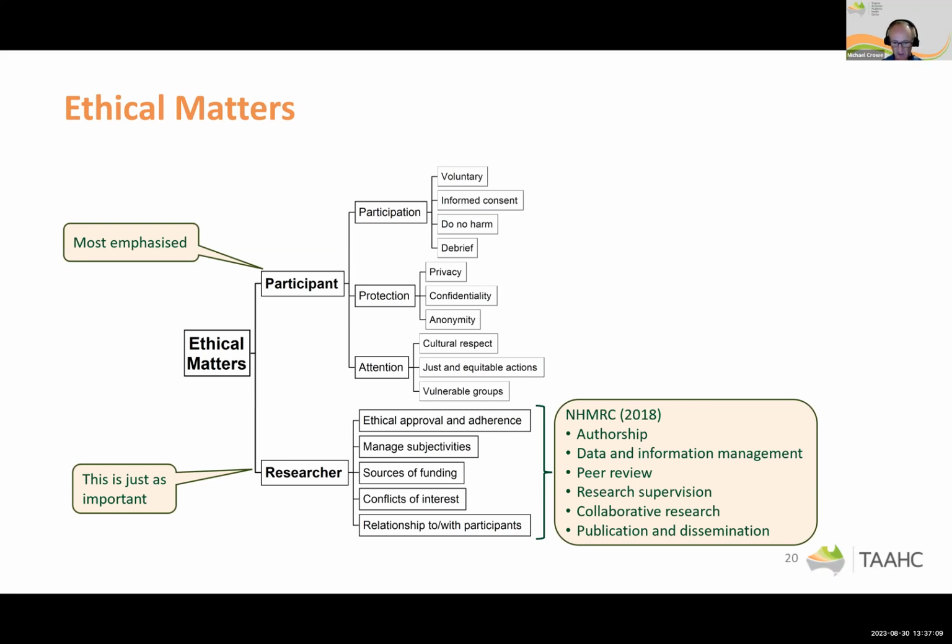And this is where qualitative research has really shown how a researcher can influence how research happens and how results happen. Within quantitative research, it's known as researcher degrees of freedom, where the researcher makes choices. But sometimes those choices are made, but there's conflicts in the background, and NHMRC has other things in there as well, things around authorship and data management, peer review, and all sorts of other things that go into researcher ethics, not just the participant. So it's worthwhile considering those as well.